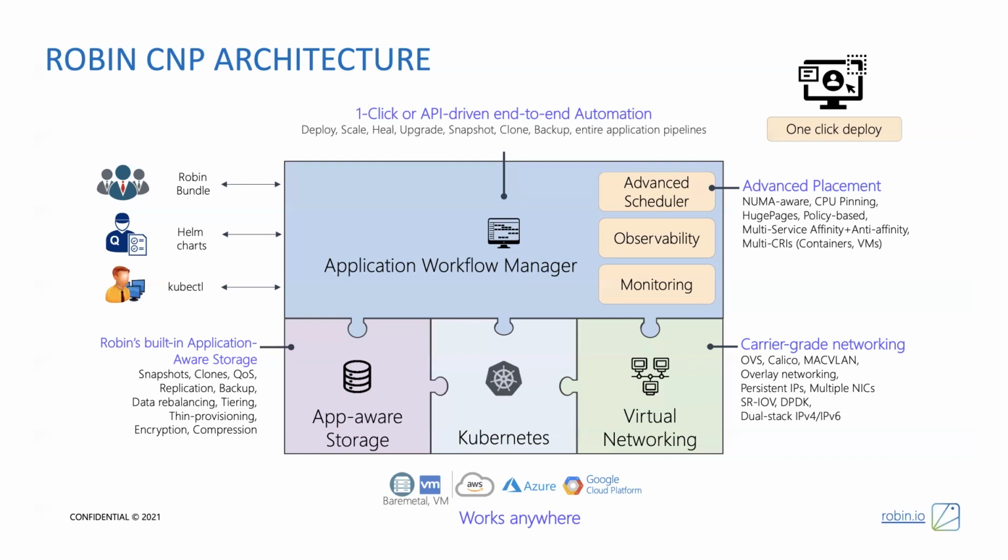Also, we have observability and monitoring built in using open source Prometheus and Grafana. And the users would be able to deploy the application either using Robin bundle, Helm charts, or kubectl commands. We also have full API integration for end-to-end automation for lifecycle management of the application, including deploy, scale, upgrade, and snapshot. So all the operations that you would do using CLI or UI you would be able to perform using API as well.